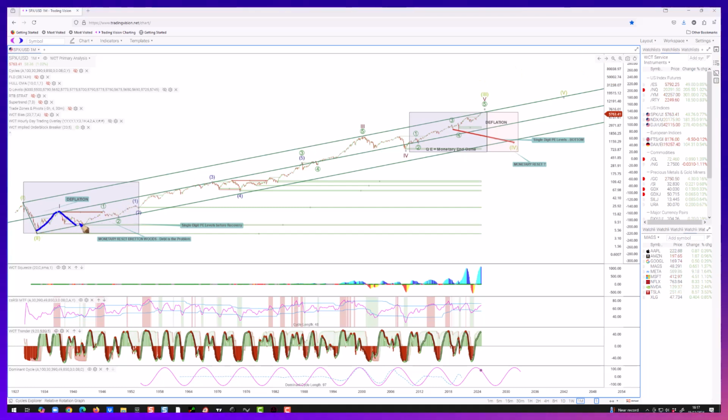1, 2 at cycle degree, 1 down from super cycle, then at primary degree, 1, 2, 3, 4, 5. That's the 2000 top. And from there, we saw an expanded flat as an ABC correction into the March 2009 low. So what we're concerning ourselves with now is this move here.